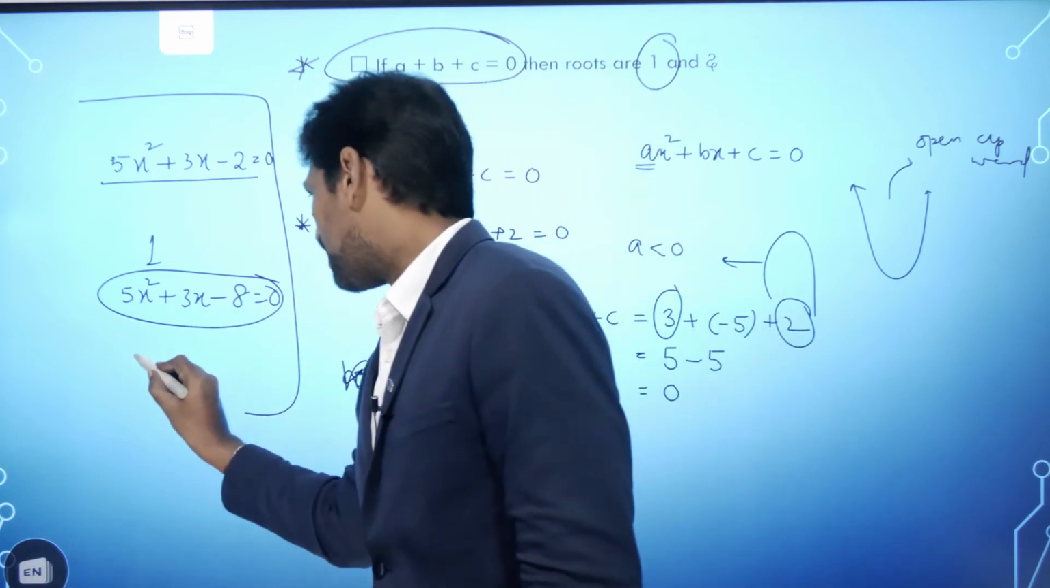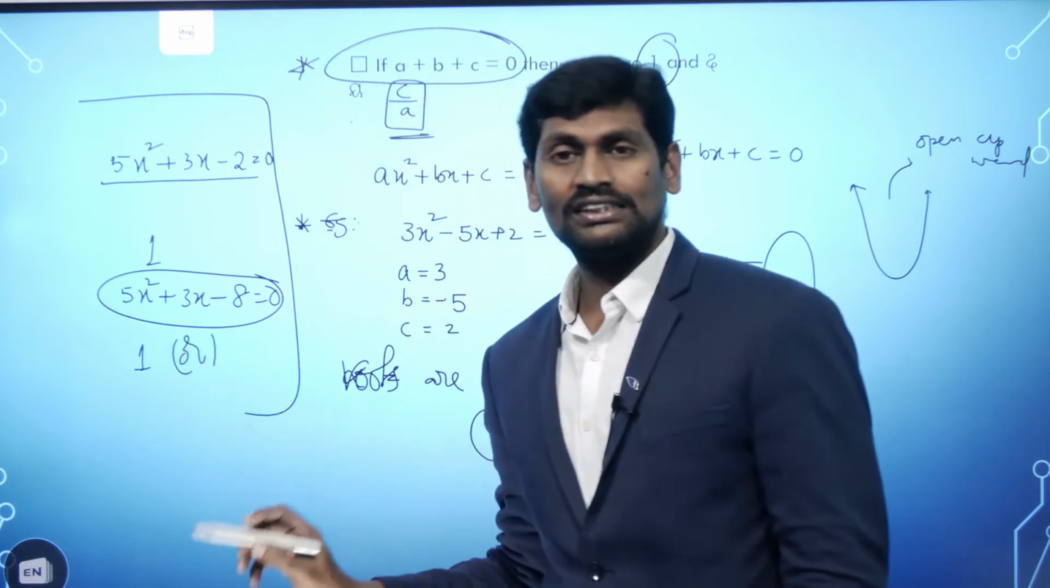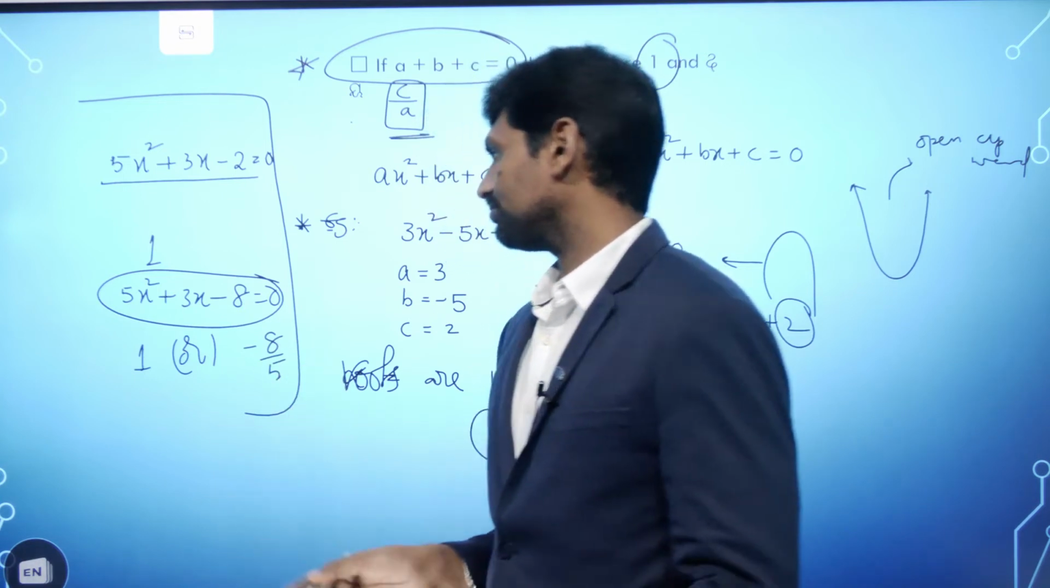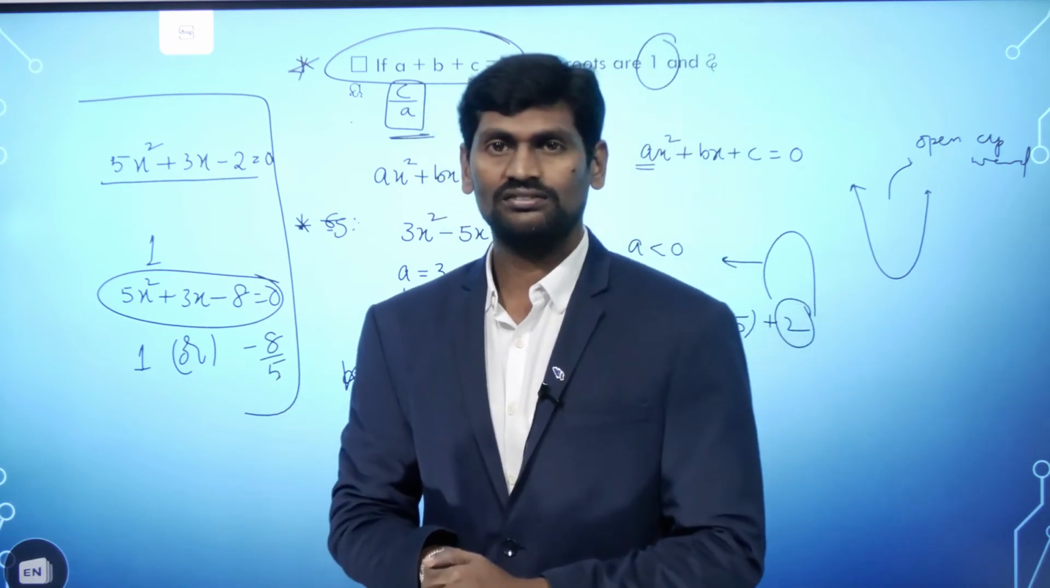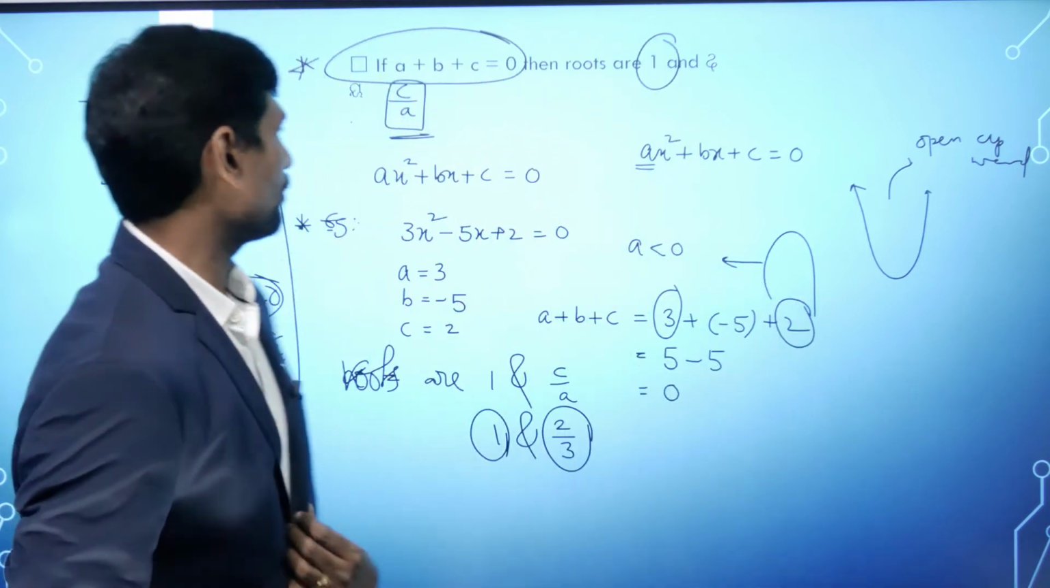Yes, so one of the roots is 1 and the second root is c by a. C value is minus 8, a value is 5. Okay? Right. Next one. Next property.